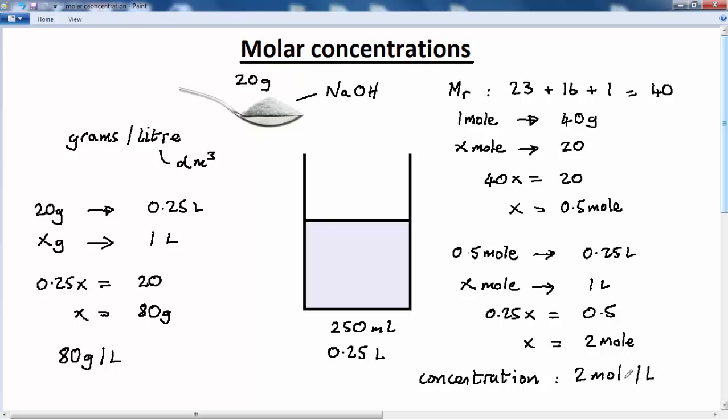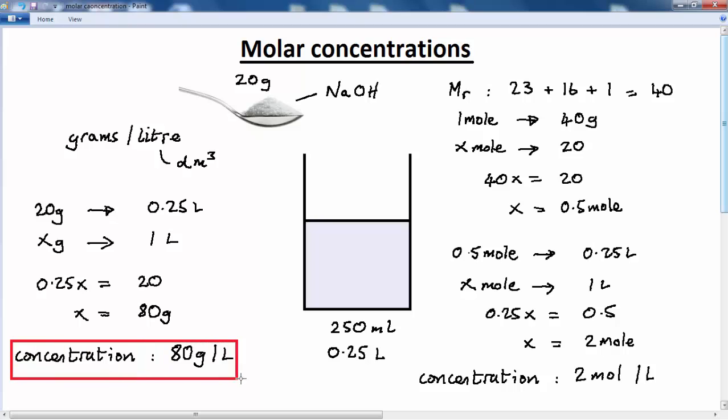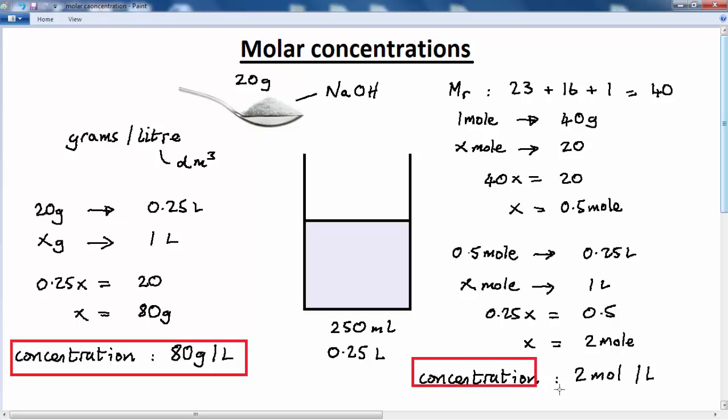Now notice that you don't write the e here when you write out the units for molar concentration, so it's just left as mol per litre. And I should also have written here concentration too, that this is 80 grams per litre. So these are basically 2 ways of telling us the concentration of a solution. One as grams per litre and the other as moles per litre.